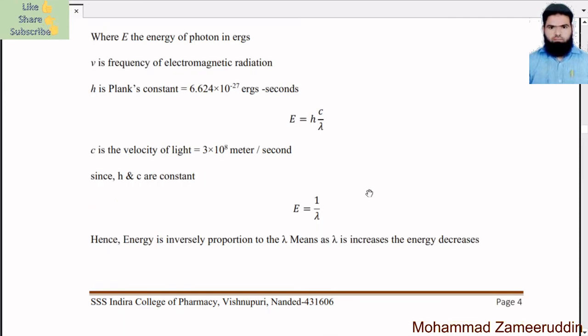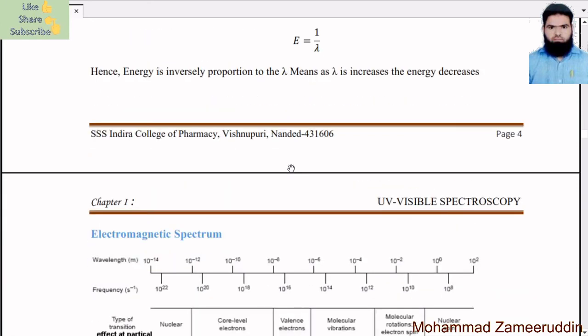Now this equation means energy is inversely proportional to lambda, meaning as lambda increases, energy decreases. So it is obvious that if the wavelength is more, then it will have less energy, and if the wavelength is less, then it will have more energy. Okay, so up till this is clear.